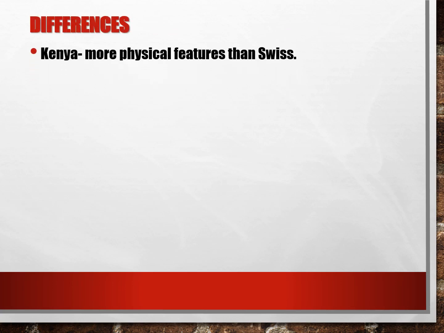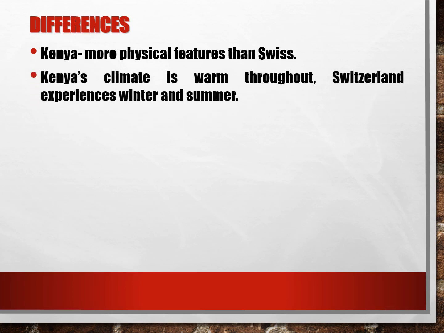To end up on this case study, let us look at the differences between tourism in Kenya and tourism in Switzerland. One is that Kenya has more physical features as compared to Switzerland. In Kenya, we have talked about the Great Rift Valley and numerous mountains, lakes, and all that. In Switzerland, we have only seen the Alps. Kenya is a tropical country and therefore experiences high temperatures throughout the year, as compared to Switzerland, which is in the temperate region that experiences both winter and summer.